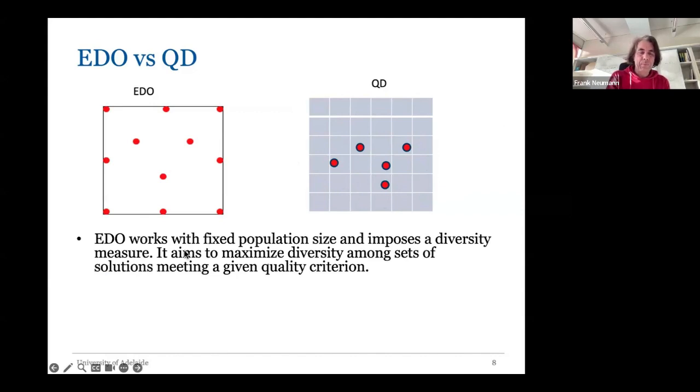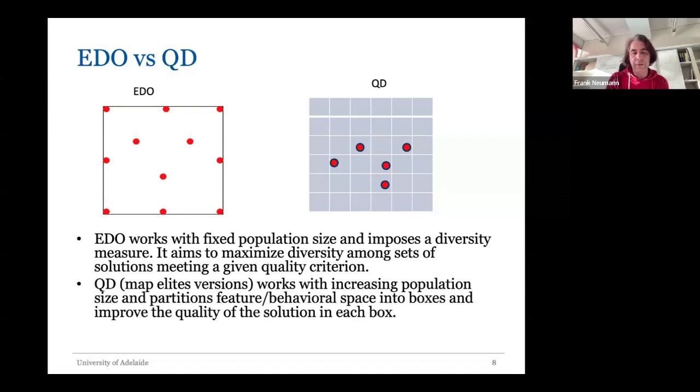Okay, so to summarize, EDO works with a fixed population size and imposes a diversity measure, and it aims to maximize diversity among the set of solutions meeting the quality criterion. And then QD, in terms of MAP-Elites versions, works with an increasing population size and partitions the features, the behavioral space, into boxes and improves the quality of the solution within each box. Okay, so these are essentially two major approaches to get to sets of diverse solutions.